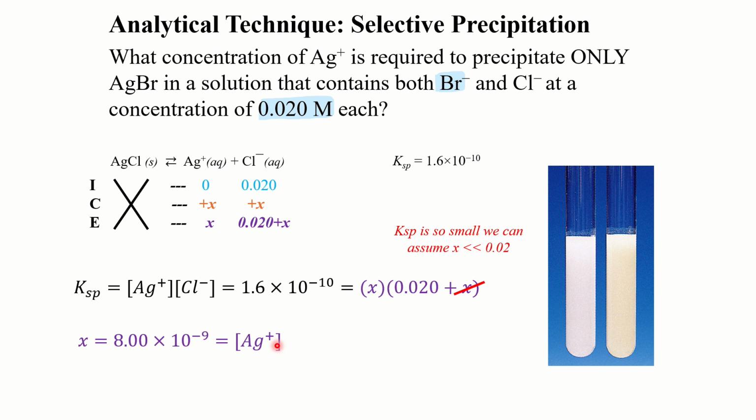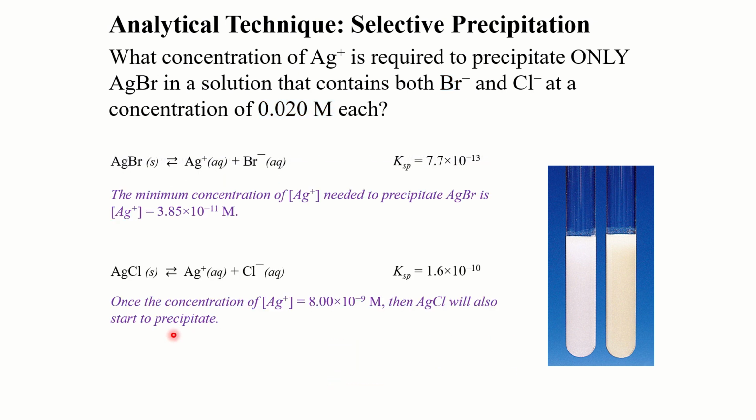So what this means then is if we don't want the silver chloride to precipitate, our Ag plus ion concentration needs to be less than this. So the final answer to this question is then you would want the silver ion concentration to be greater than 3.85 times 10 to the negative 11th. This would allow us to precipitate the AgBr, but it needs to be less than 8.00 times 10 to the negative 9th. Because again, note that the problem asks what concentration is required to precipitate only AgBr. So your answer would be the Ag plus concentration needs to be greater than this, but less than this.